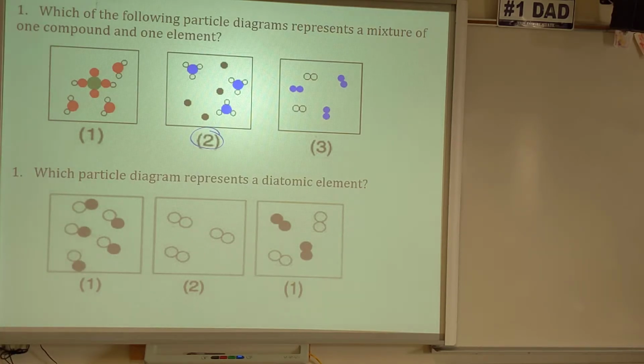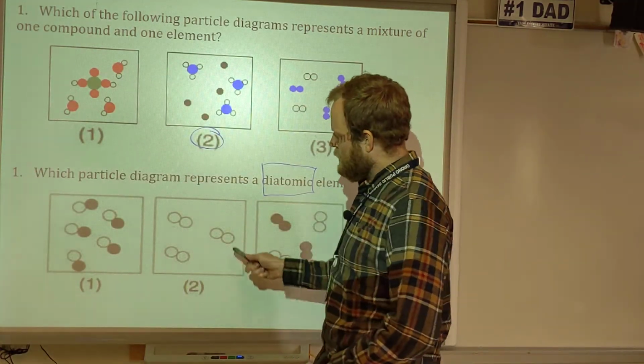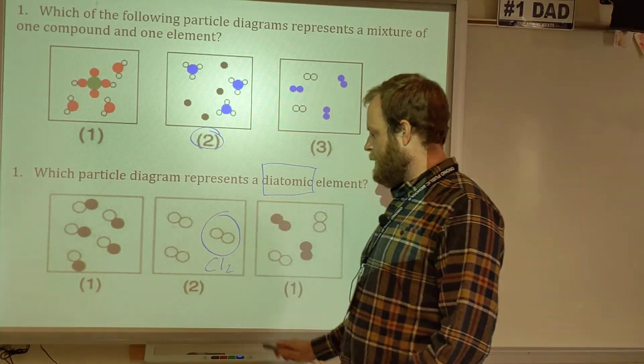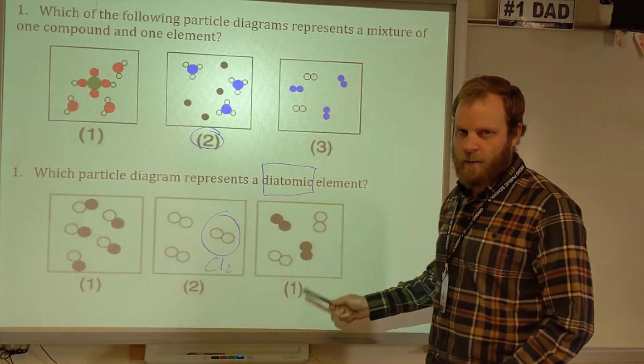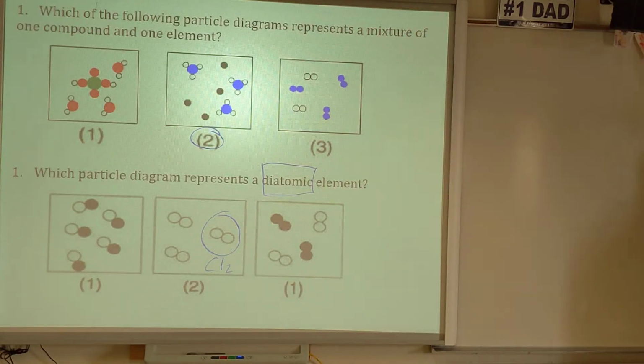Okay, number 1, which particle diagram represents a diatomic element? These are elements that come in pairs of 2. So that'd be this one. This is like our Cl2 that we did in the last slide. It's a diatomic element. This is a mixture of 2 diatomic elements. This one's just a compound. These particle diagrams are rather important.